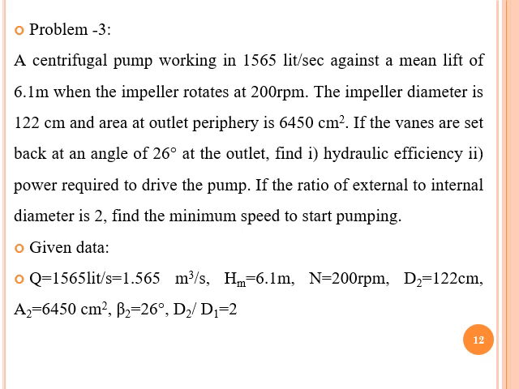Beta 2 is equal to 26 degree. D2 by D1 is equal to 2. This ratio of external diameter to internal diameter is equal to 2. So we need to calculate what is the manometric efficiency and what is the power required to drive the impeller, and third one is what is the minimum starting speed.